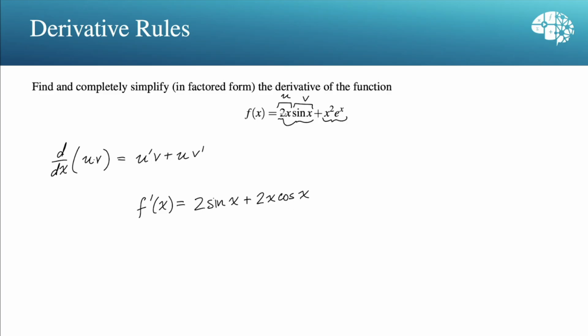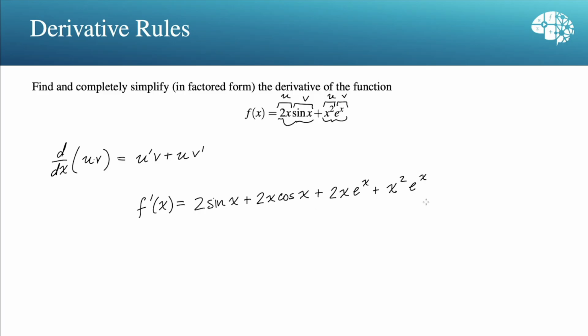Okay, now that's the derivative of this first part, but then for the second part, we again have two functions. We have x squared and e to the x. Call that u and v. So we have plus, and then the derivative of this u prime is 2x, that's the power rule, times v, e to the x, and then plus u, which is x squared, times v prime. Derivative of e to the x is still e to the x.